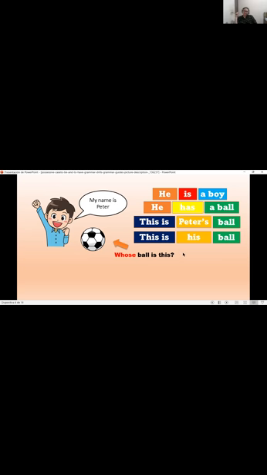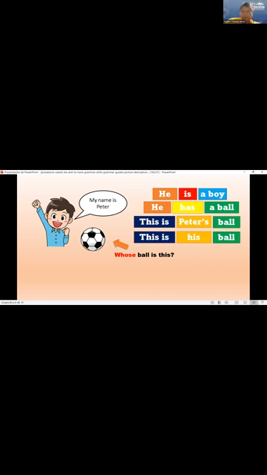Teacher, me acabo de perder en algo. Porque es this is his ball. Este es su, esta es su pelota, la pelota de él. Ah, ok, me perdí. Pero ahora sí. Teacher, you are Fernando's teacher.